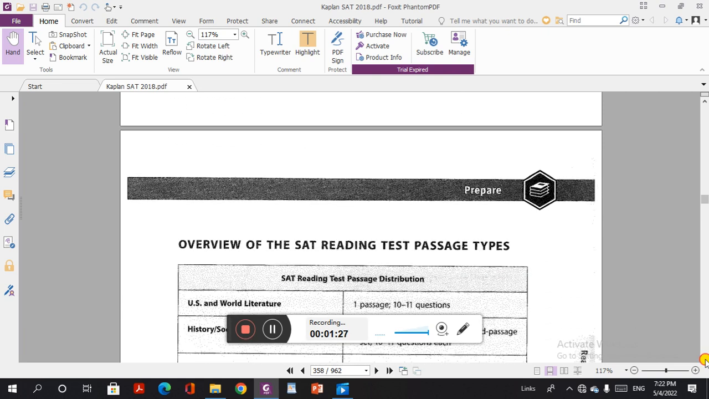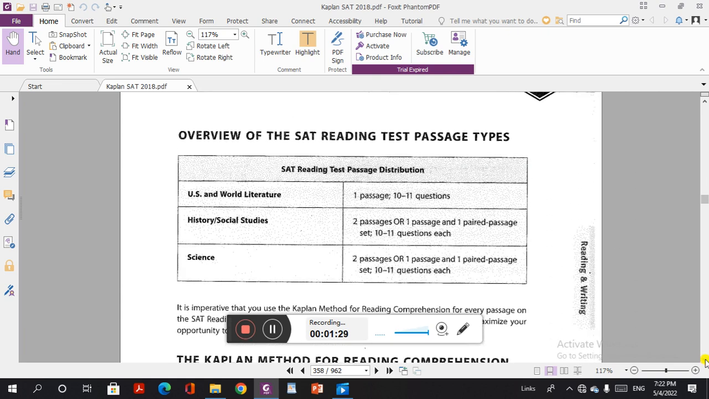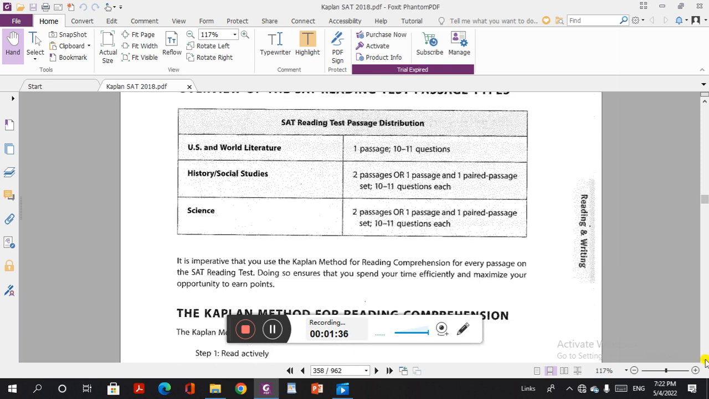I'm going to give you an overview of the EST or SAT reading test passage types. Don't forget that we have the US and world literature part. We have just one passage. How many questions, mister? From 10 to 11 questions. So you have to love US history and world literature. What else? History and social studies and science. It's the most important thing you have to know.